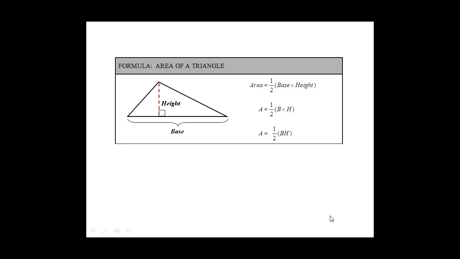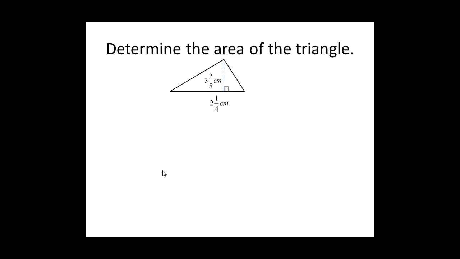Let's review the formula for the area of a triangle. The area of a triangle is 1/2 times the base times the height. Notice the base and the height of a triangle are 90 degrees. We signify 90 degrees in this picture with this little square. The height and the base must be 90 degrees. Determine the area of the triangle. This distance is our base, and this distance is our height.